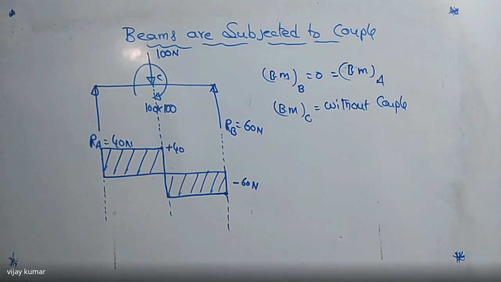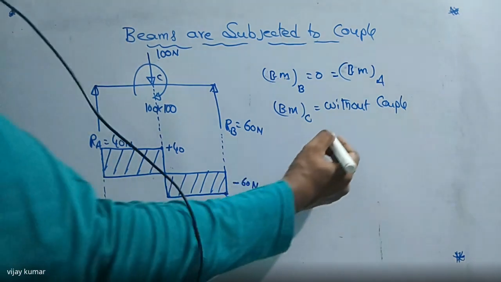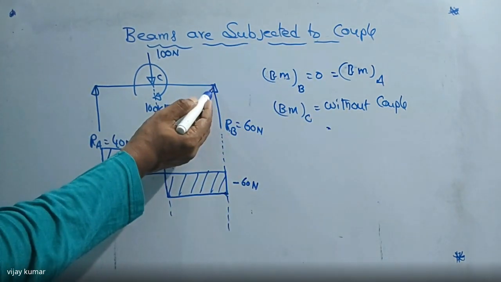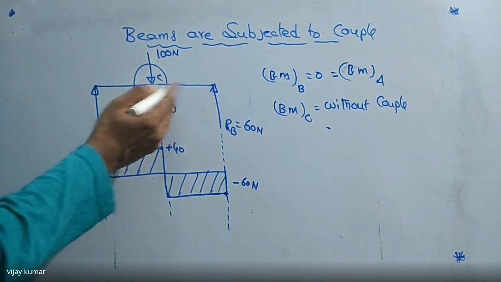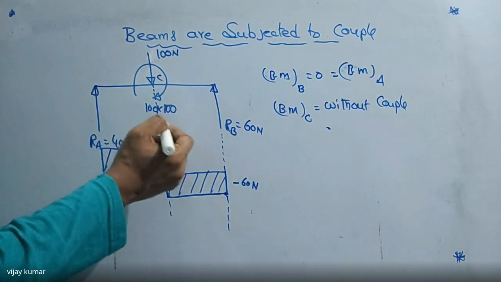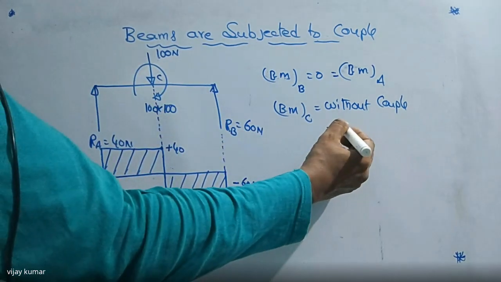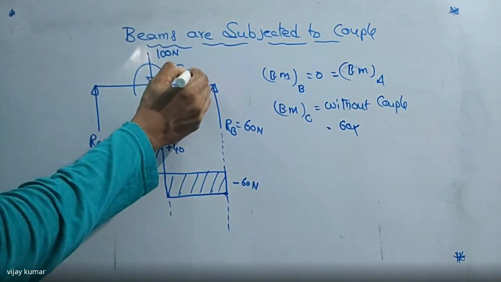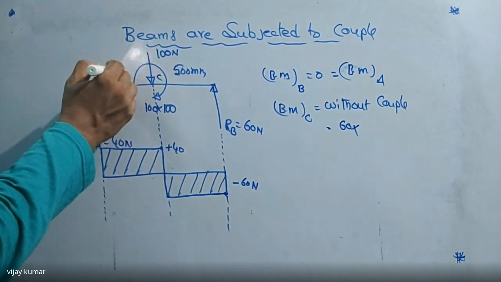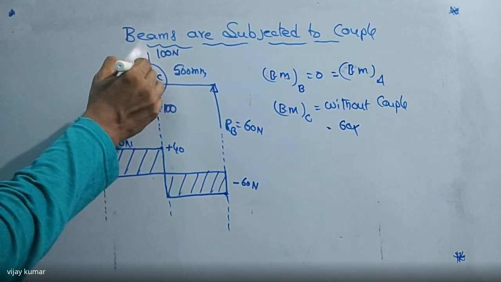Without couple. Now listen carefully here. Without couple means this is the force, this is the force into this one now. So I'm coming from this side now. So I'm taking here RB, that is 60 into how much? This value is given as 50 mm, and this value is also given as 50, so 500 mm.